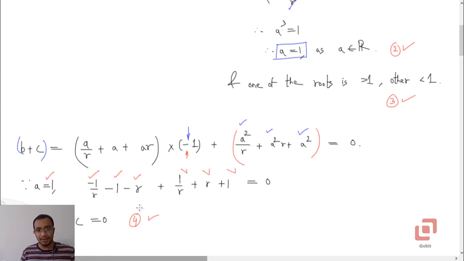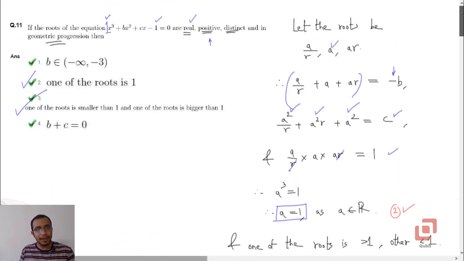Now you can see that there are 6 terms and every term is equal in magnitude but opposite in sign. Negative 1 upon r, positive 1 upon r, minus r plus r, minus 1 plus 1. So this confirms that b plus c is 0 and therefore option 4 is also right. Now let us go to option 1.